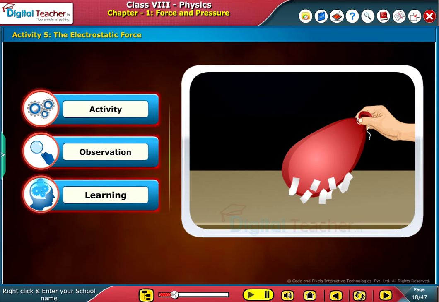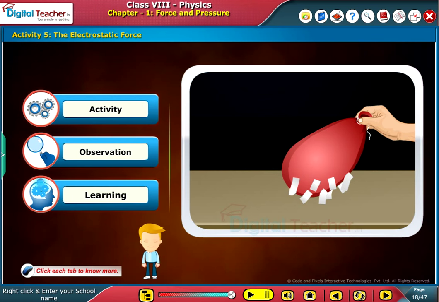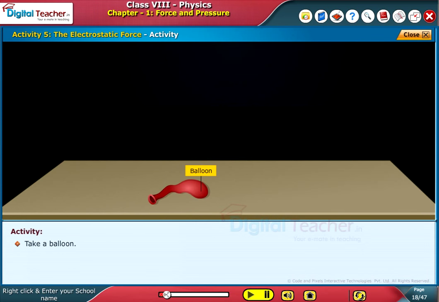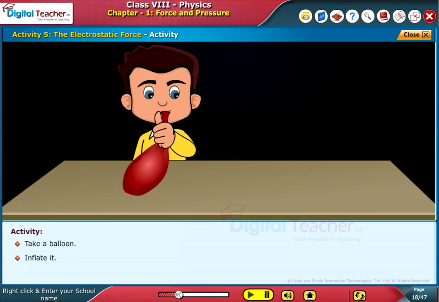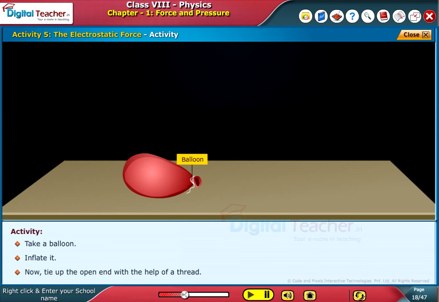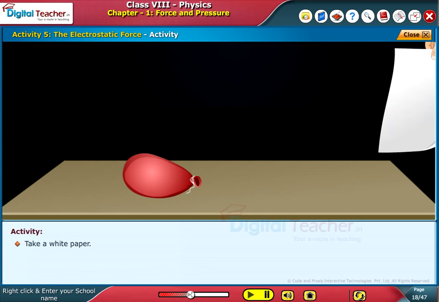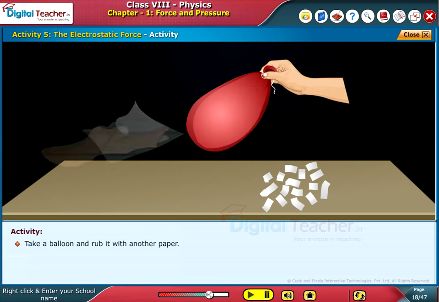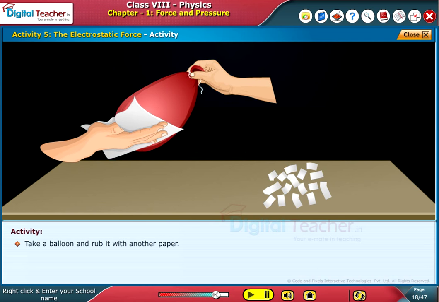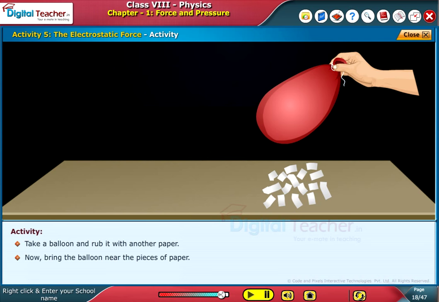Now, let us perform an activity to understand the electrostatic force. Click each tab to know more. Take a balloon. Inflate it. Now tie up the open end with the help of a thread. Take a white paper. Cut it into small pieces. Place the small paper pieces on the table. Take a balloon and rub it with another paper. Now bring the balloon near the pieces of paper. Observe the changes.